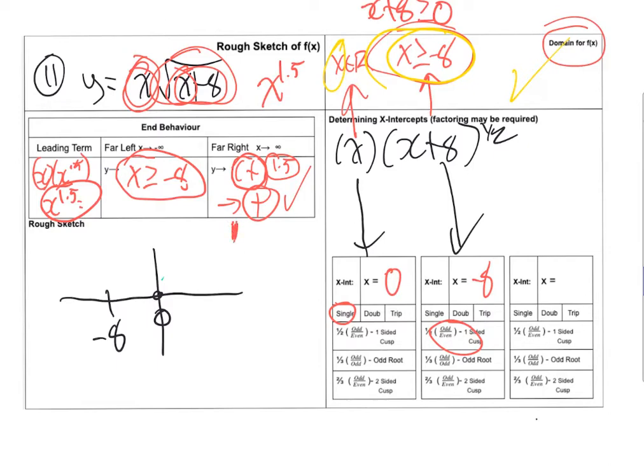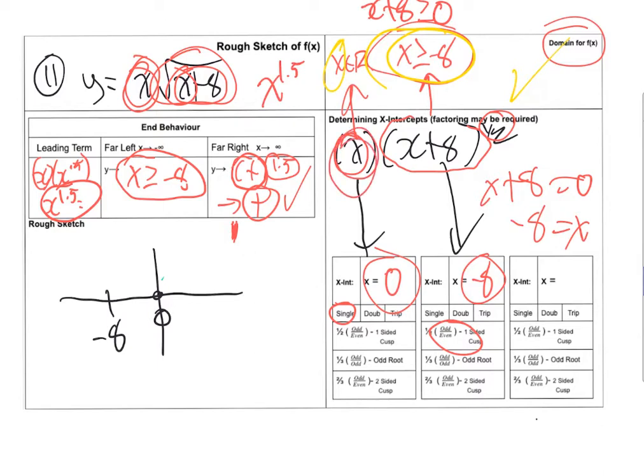What about x-intercepts? Okay, so x-intercepts, I'm going to change the x plus 8 instead of square root. I'll put it to the 1/2. And so for the x, well, if I set that equal to 0, I get 0. If I set x plus 8 equal to 0, I get negative 8 as x, so that's negative 8. What kind of x-intercepts are there? Well, the first one here, that one is linear, so it's a single x-intercept.